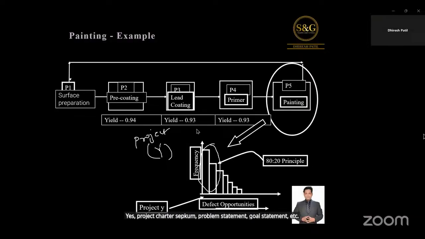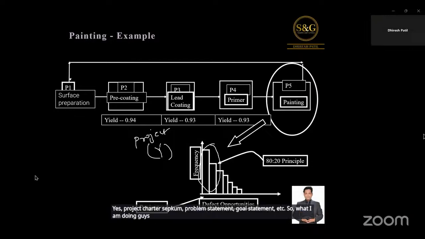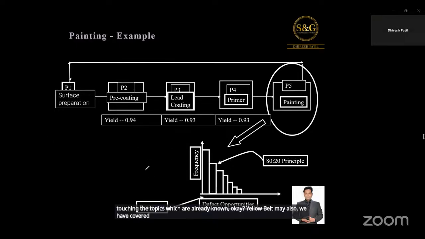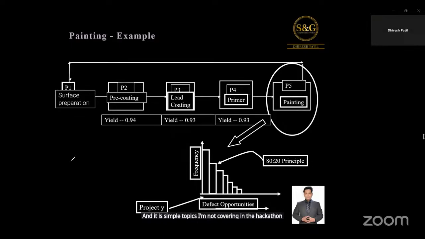So what I'm doing, guys, I'm not touching the topics which are already known. Yellow belt we have covered project charter, right? And simple topics I'm not covering in the hackathon. I'll be covering hypothesis testing, regression, Minitab analytics. All those topics I will spend more time upon, and not on the basic topics which are already covered at the yellow belt level. Okay? Clear?